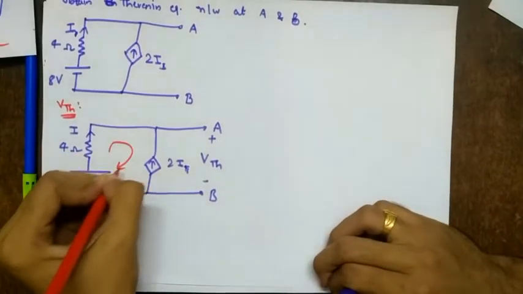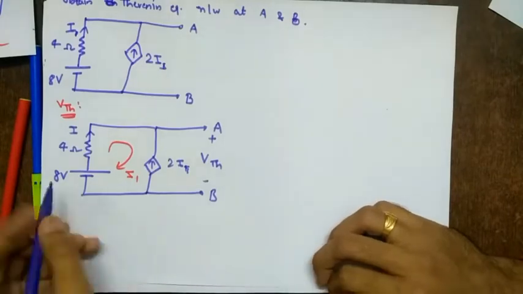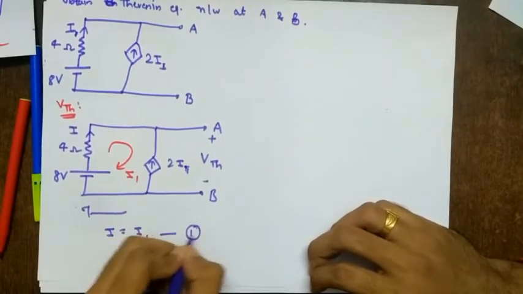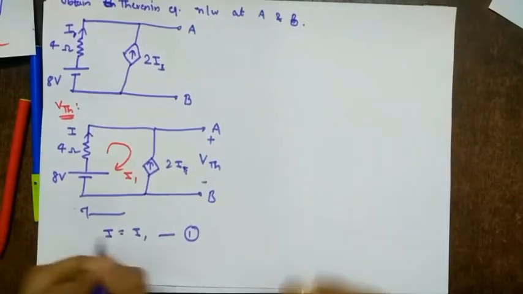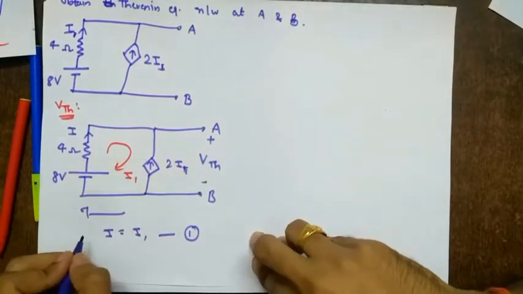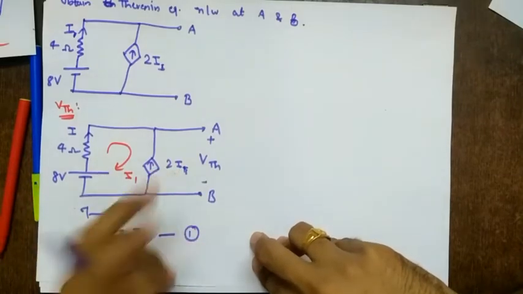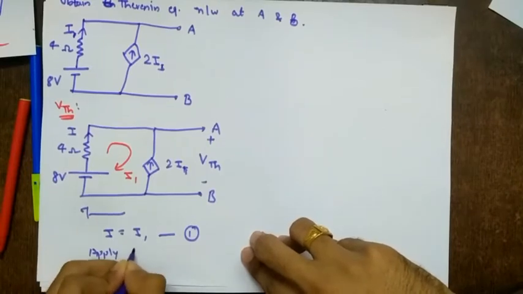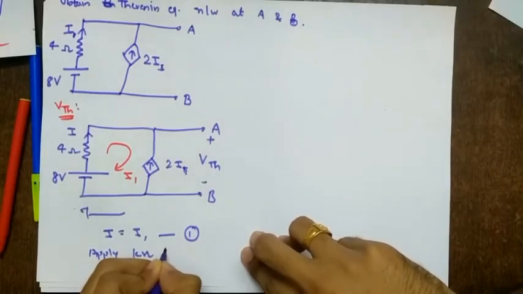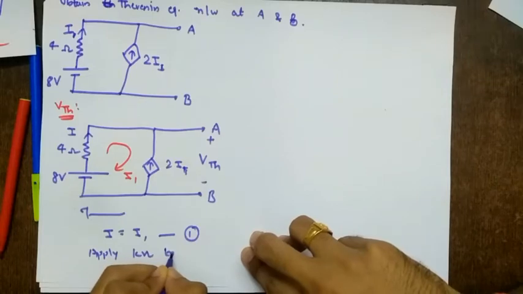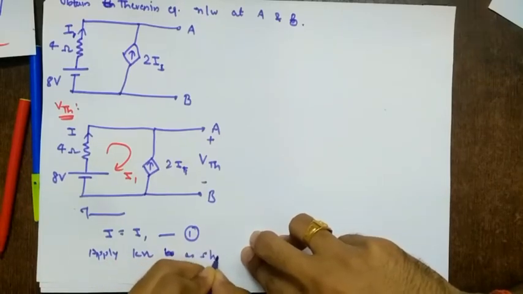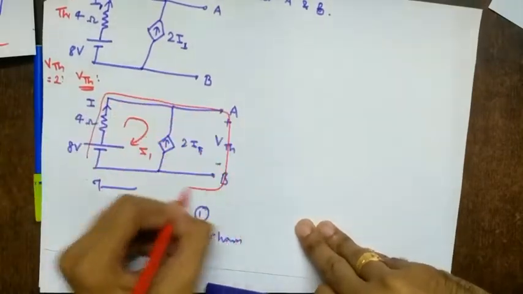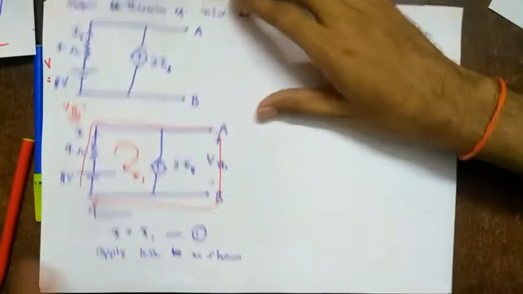So let's take the clockwise current as I1. So what you see from the network, I can say I equal to I1. This is our first equation for dependent source. So you'll have one extra equation. If there are two variables of dependent sources, we will have two extra equations. So then we apply KVL as shown. So as shown means I will show the path. So this is the path I am using. So you can use this way also.